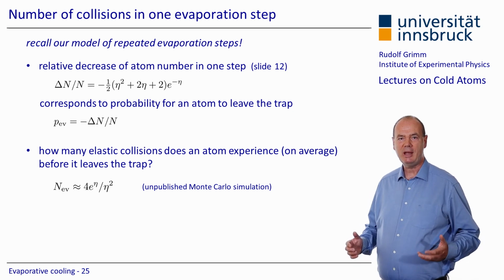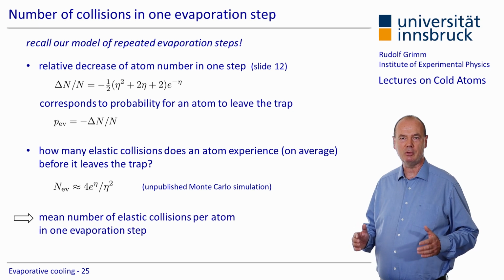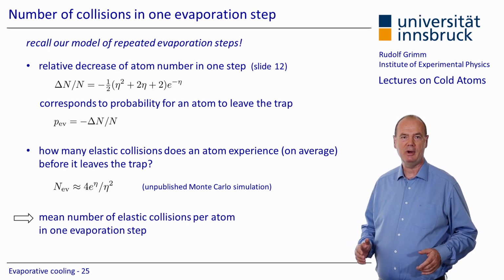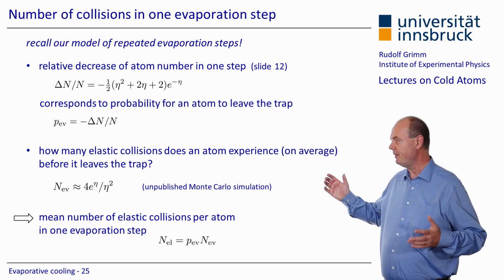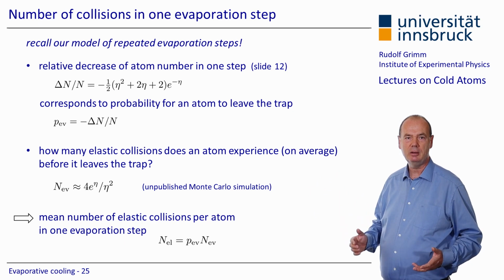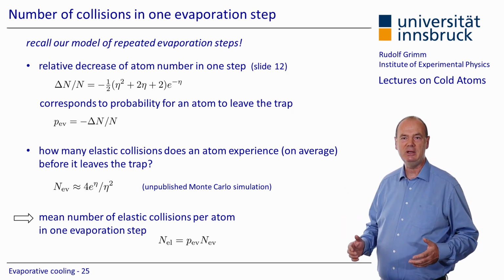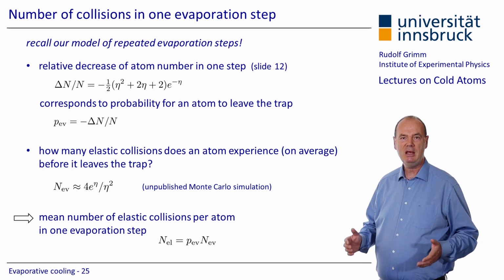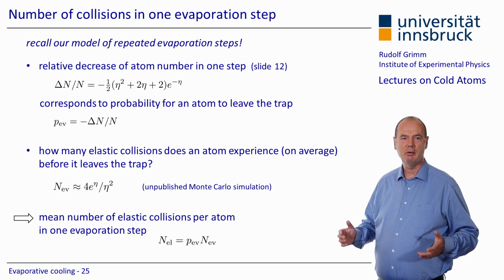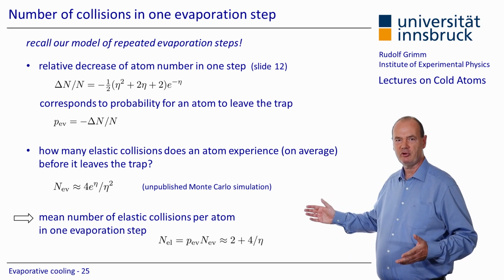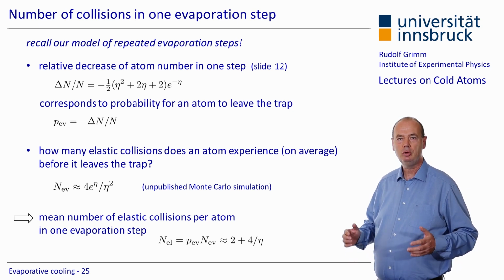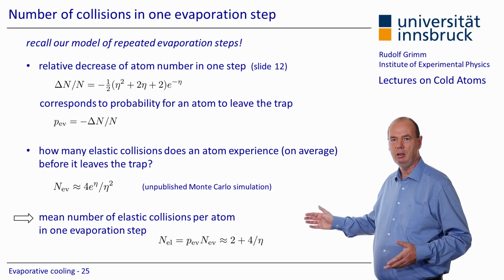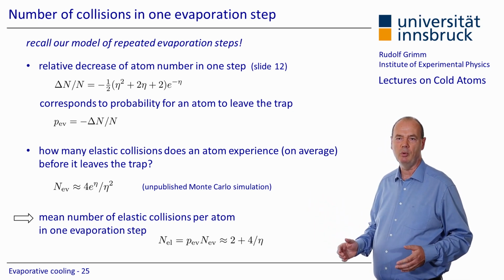And now we can put things together to derive the mean number of elastic collisions per atom in one evaporation step. This quantity results as a product of the probability for an atom to be evaporated and the number of elastic collisions needed for an evaporation step: P evaporation times N evaporation. We finally arrive at the simple expression for the mean number of elastic collisions for an atom in one evaporation step, 2 plus 4 over eta, neglecting higher order terms in 1 over eta.